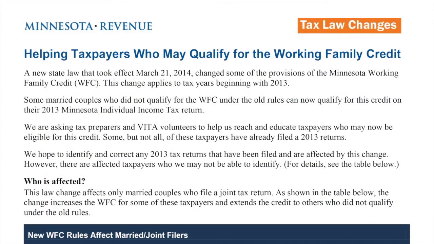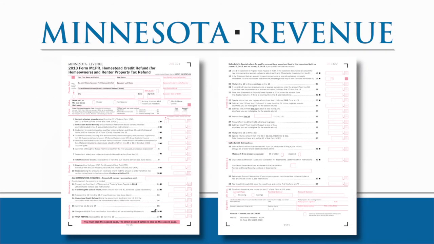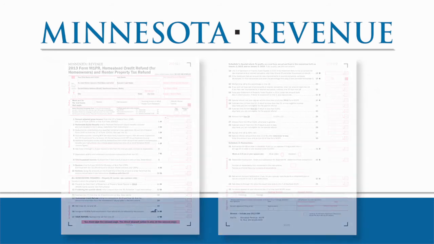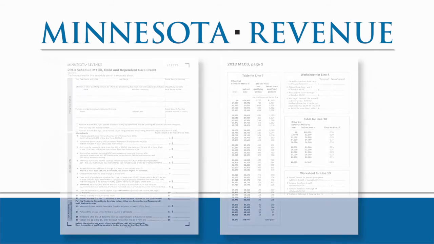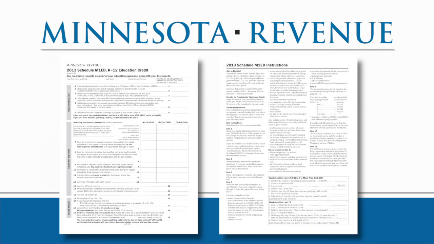So that is the working family credit, and we're going to turn our attention now to the Schedule M1PR, which is the homeowner's homestead credit refund and the renter property tax refund. We're also going to talk just briefly about Schedule M1CD, which is the child and dependent care credit, and Schedule M1ED, the K through 12 education credit. There were minor changes to all of these forms.